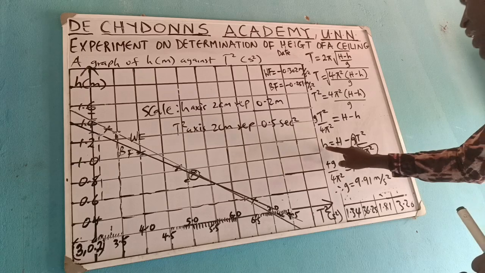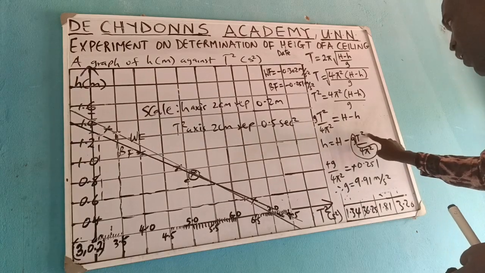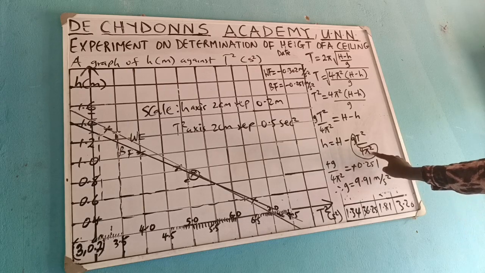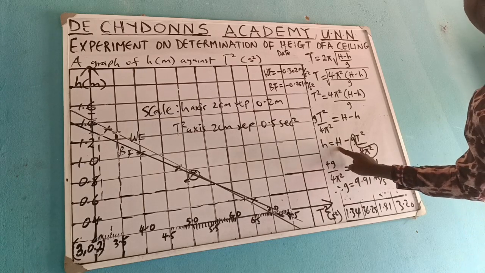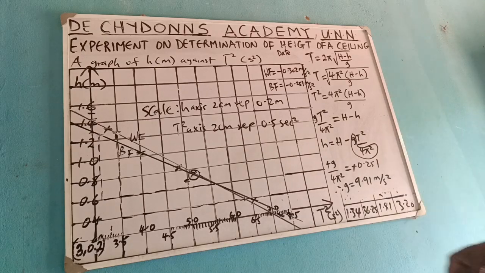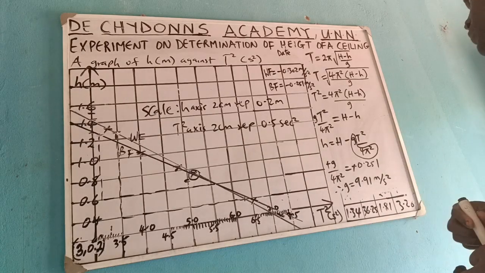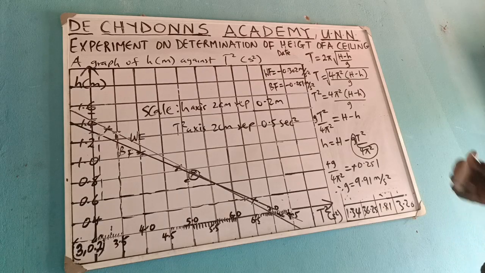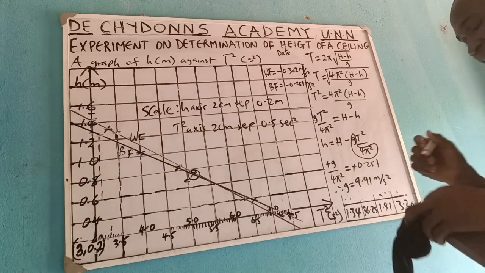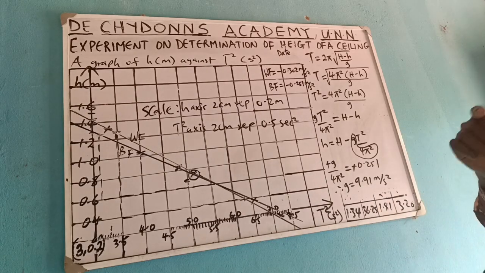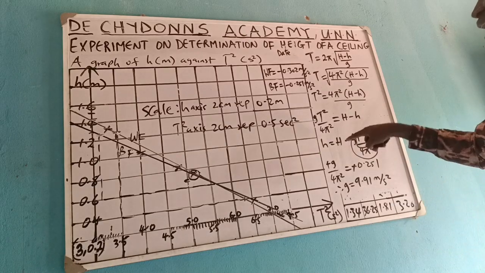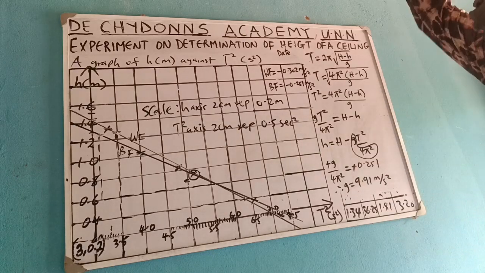So whenever you plot the graph of small letter h against t square, you will have minus g over 4 pi square as the slope and capital H as the intercept. That means the intercept we got represents our H. Okay, we have gotten our g. Let's get the error in g, so to speak. After that, we also get the intercept, which represents the height of the ceiling.